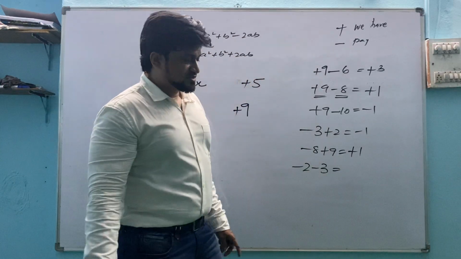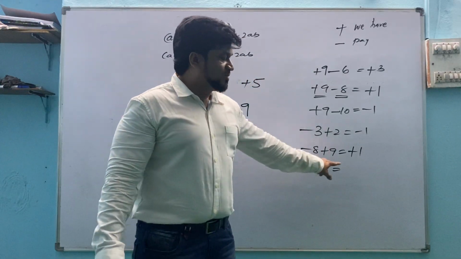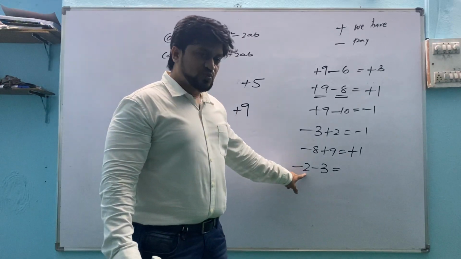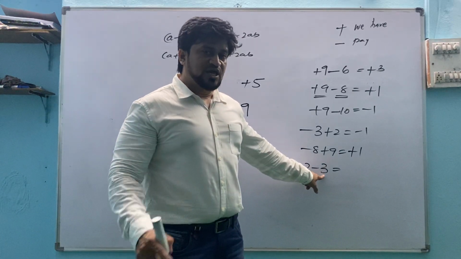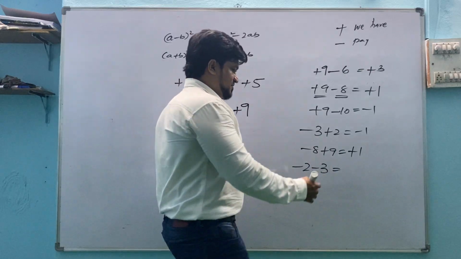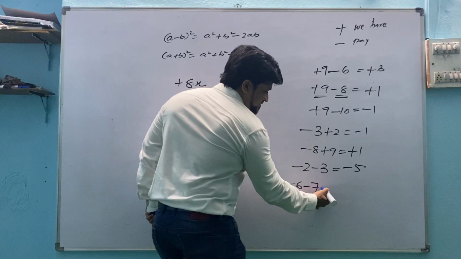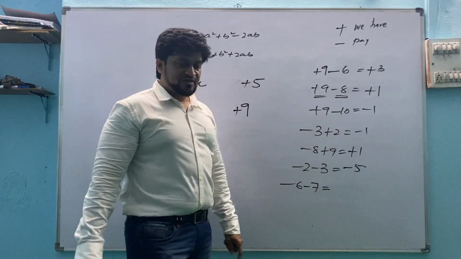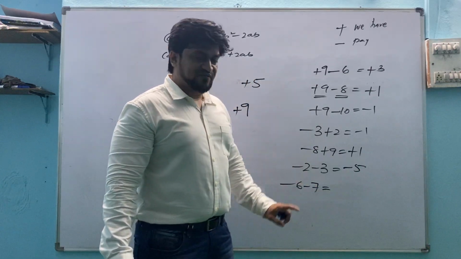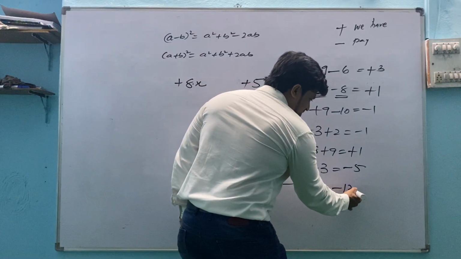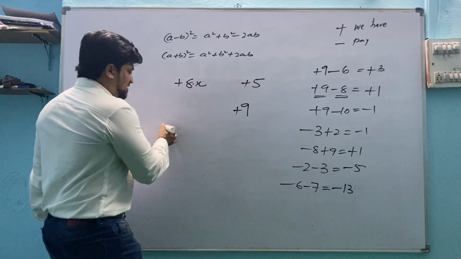Minus 2, minus 3. Now a different case. Don't think that minus into minus is plus. There is no multiplication sign. We need to pay 2. We need to pay 3. In total, we need to pay 5. Now minus 6, minus 7 is there. Both are negative. We need to pay 6. We need to pay 7. How much do we need to pay? 13.